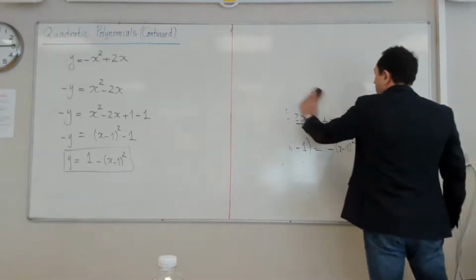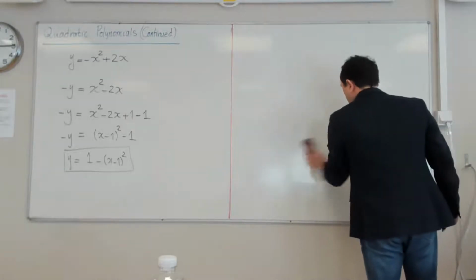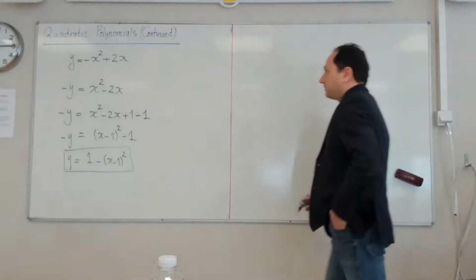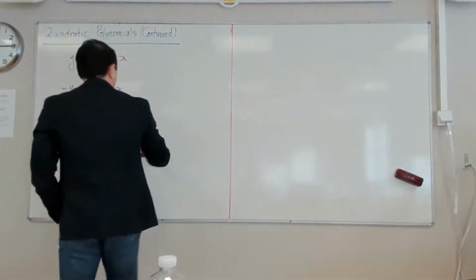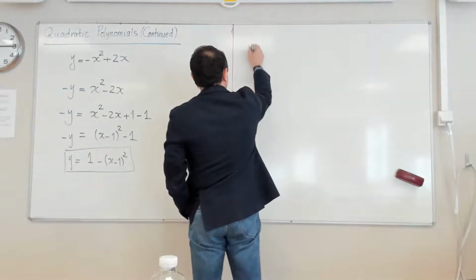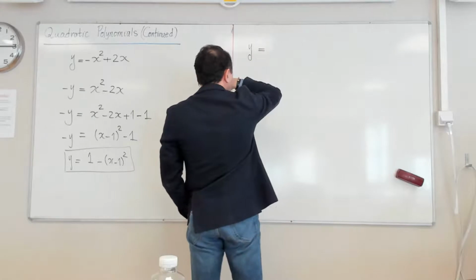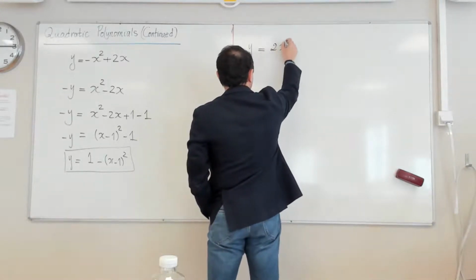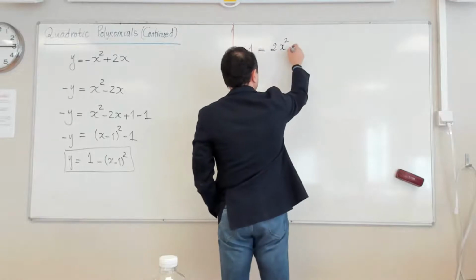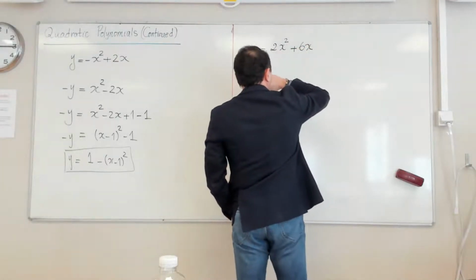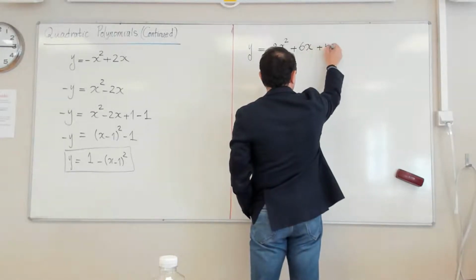I think this is also a good way to do it. Might be it's a little bit easier. For example, let me follow this method for a little bit more complicated one. So y is equal to 2x squared plus 6x, and then I have plus 5.